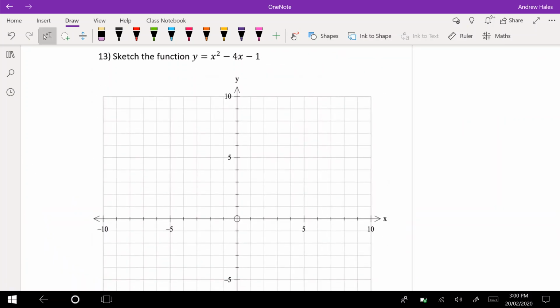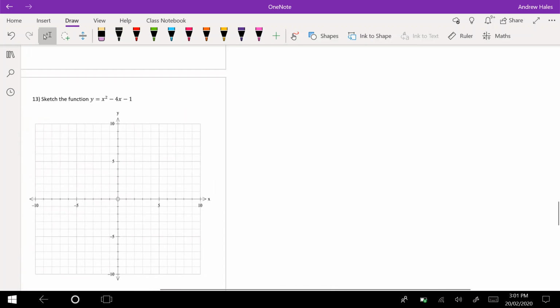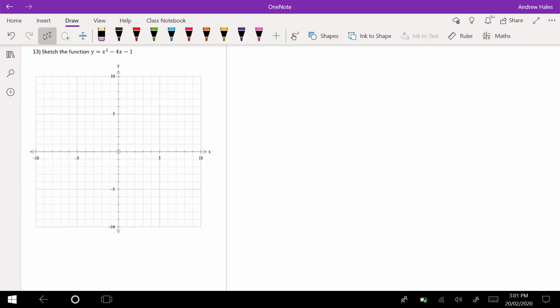Sketch the function x squared take 4x take 1. And I'm going to zoom out just so we have a bit of room to work with here. Okay. First things first, y-intercept is 0, negative 1. So I'm going to put that on there straight away. Okay. Where's the x-intercepts? Well, I can tell already that that's going to be difficult, so I'm going to start with the turning point and line of symmetry.